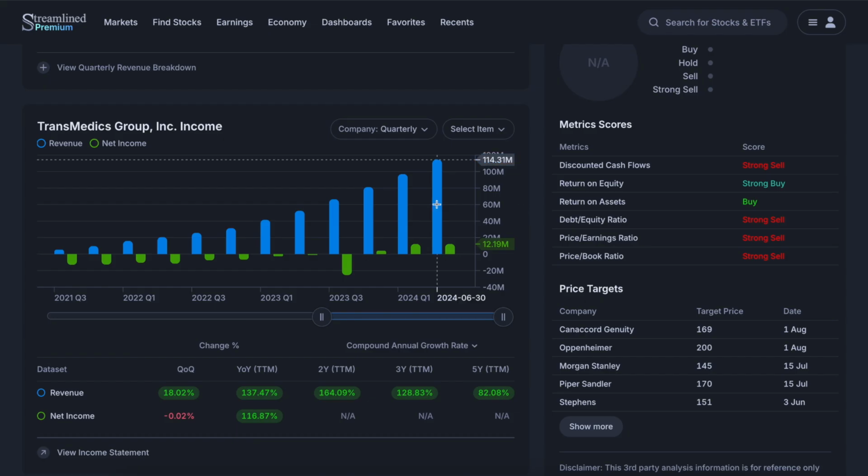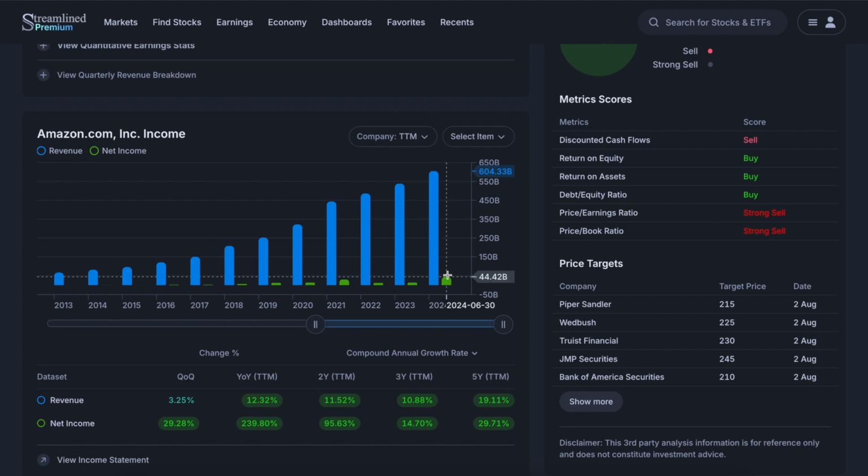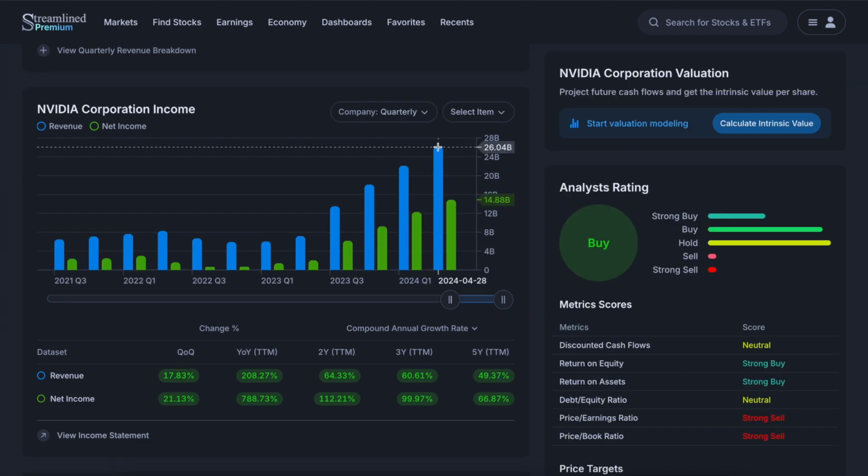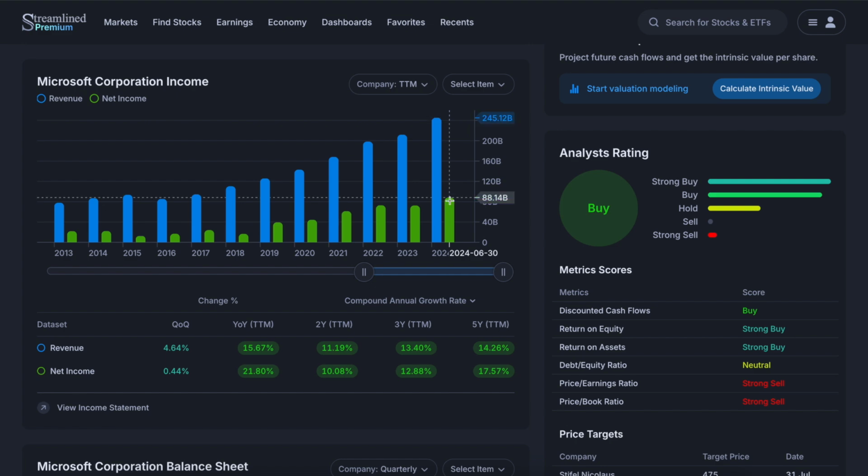Next, let's dig a little bit deeper and see the income statement of a company so that we can analyze how much of the net income is left after the revenue, which will be the net profit margins. There are some companies that have low profit margins, Transmedics Group, Amazon is another example, and there are companies that have high profit margins like Nvidia or Microsoft.